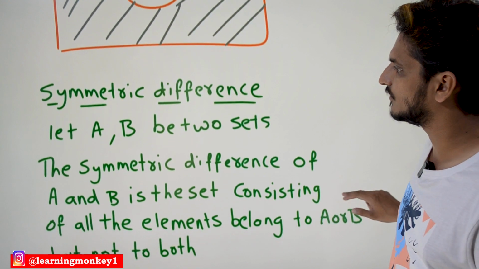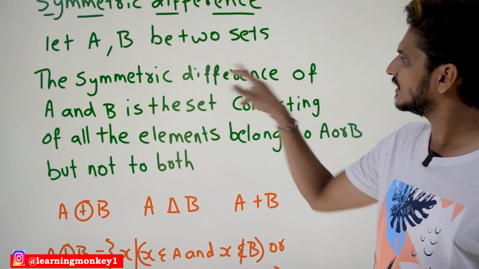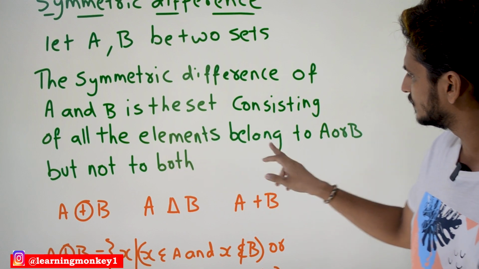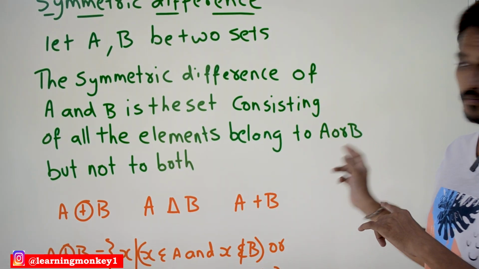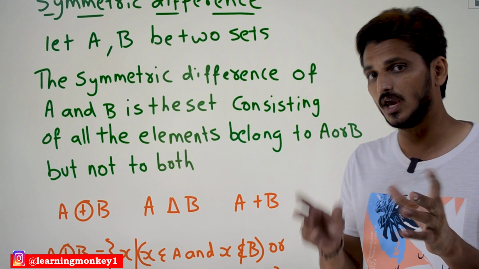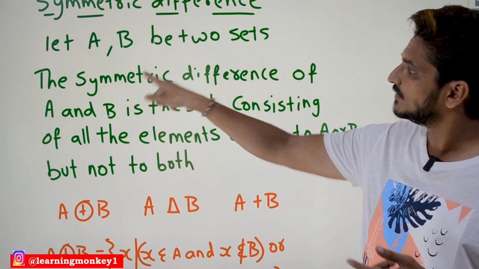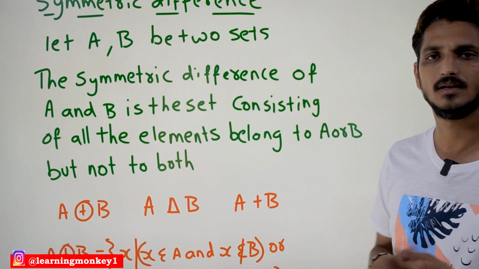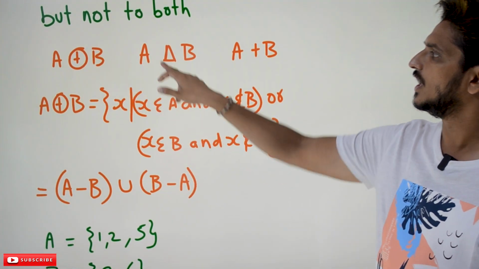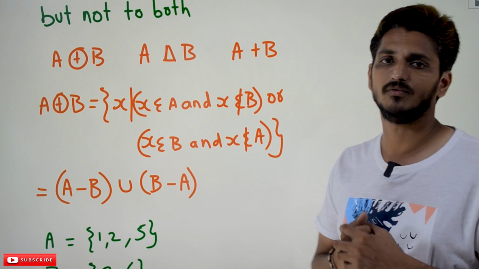Now coming to the symmetric difference. Let A and B be two sets. The symmetric difference of A and B is the set consisting of all the elements that belong to A or B, but not to both. That element should not belong to both. It should belong to either A or B. Those are the elements we accept in the symmetric difference of A and B. The symbols for symmetric difference are given like this: A delta B, A plus B. These are the symbols used to represent the symmetric difference.